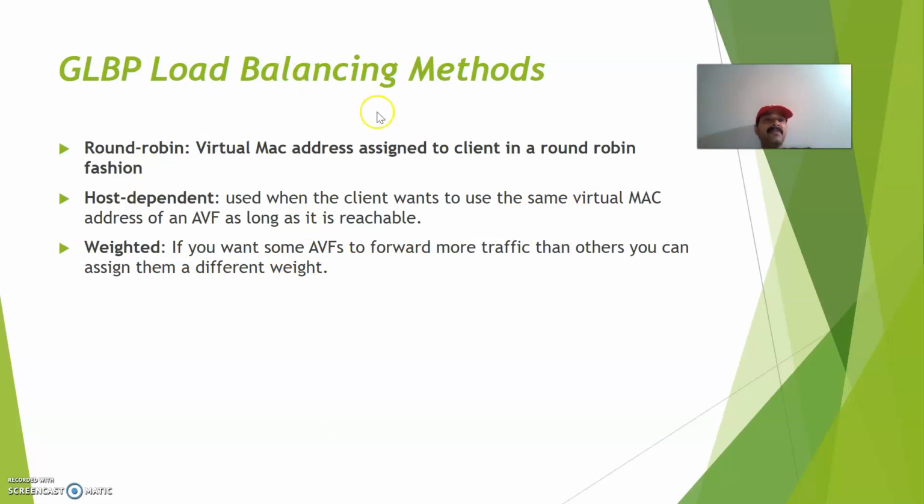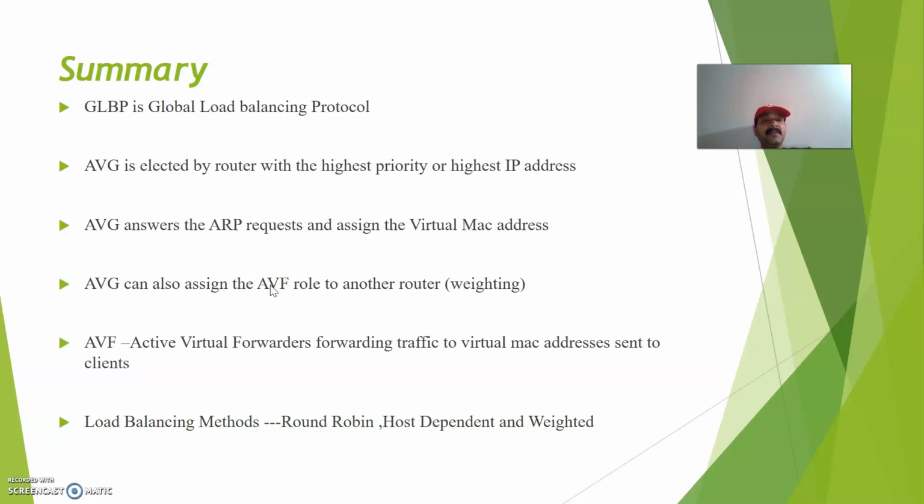So the main function of GLBP is to perform load balancing through virtual MAC addresses assigned to the clients in a round robin, host dependent, or weighted function. Now let us see the summary. GLBP is a Gateway Load Balancing Protocol. AVG is elected as the router with the highest priority or the highest IP address. AVG is an active virtual gateway which answers the ARP request and assigns the virtual MAC address to the individual client. AVG can also assign the AVF role to another router, which can be determined by the weighting function. AVF is an active virtual forwarder used for forwarding traffic sent to the virtual MAC address of the individual client. And these are the load balancing methods: round robin, host dependent, and weighted function.